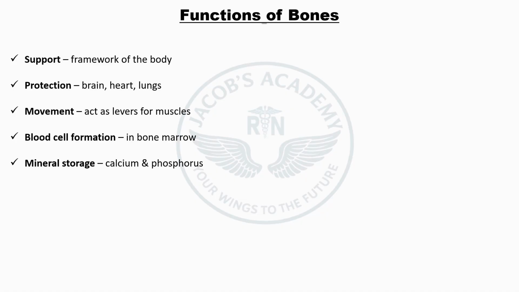So the second one is protection, which means bones protect vital organs like the brain, heart and lungs. So the third one, movement, means bones act as levers for muscles helping in body movements. So the fourth one, blood cell formation, means the blood cells are formed in the bone marrow. And finally, mineral storage, means bones store important minerals like calcium and phosphorus.